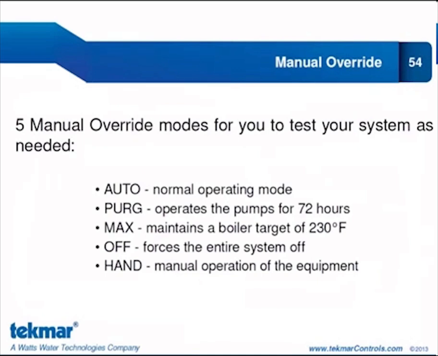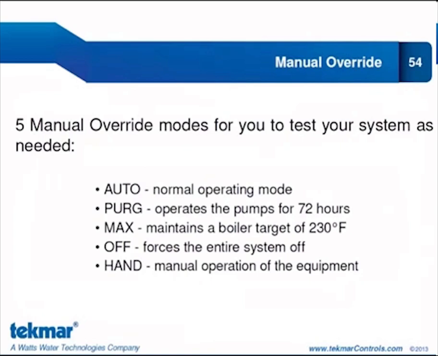The first manual override mode is auto, and this is just normal operating mode. The second mode is purge. Now this will allow you to purge the air from your system by operating the pumps for 72 hours. 72 hours is a fixed setting, you cannot change that. But if you do want to exit this mode earlier, then you can simply change your manual override mode back to auto. What's great about this purge setting is that unlike the max heat setting that existed in our previous controls, this will only operate the pumps. It will not operate the boilers.